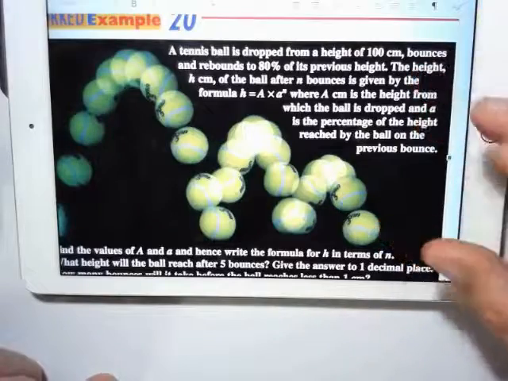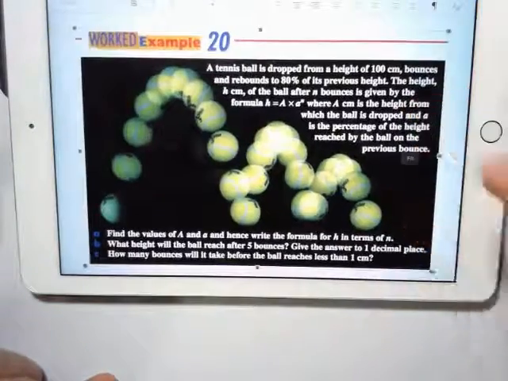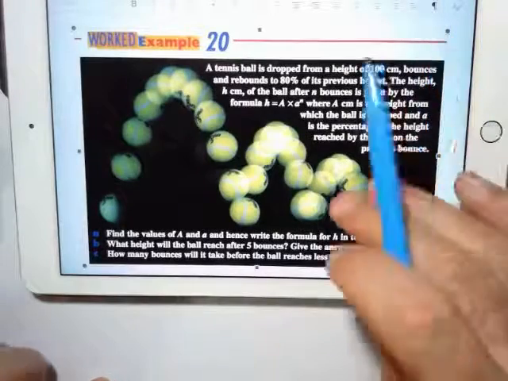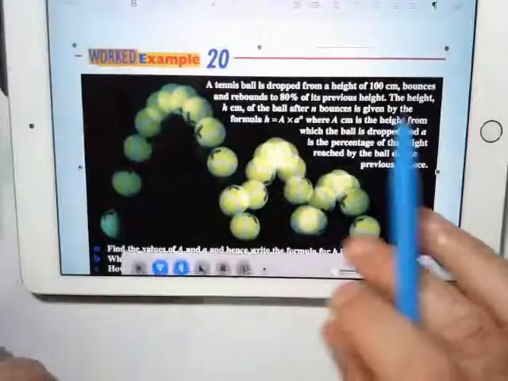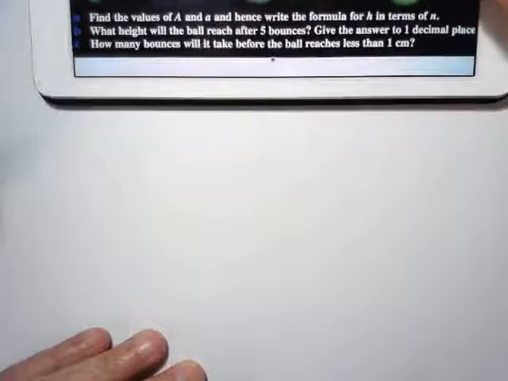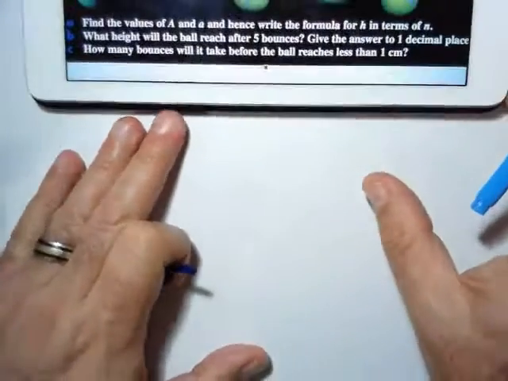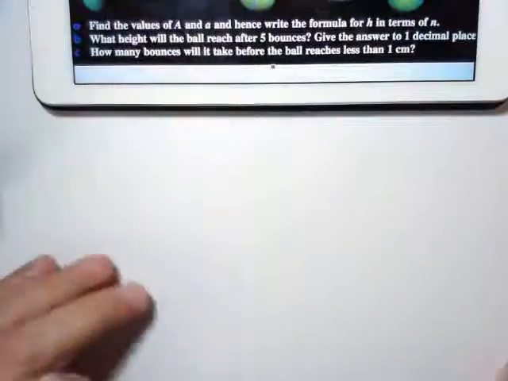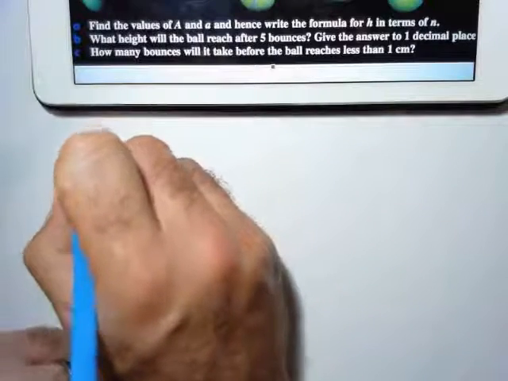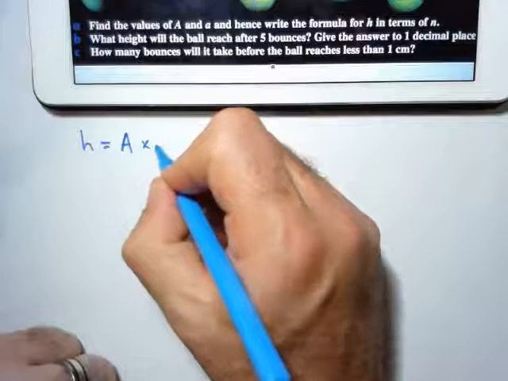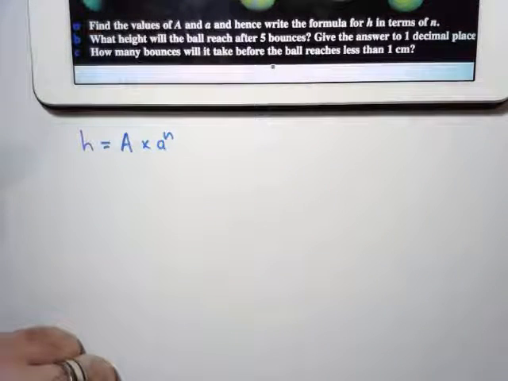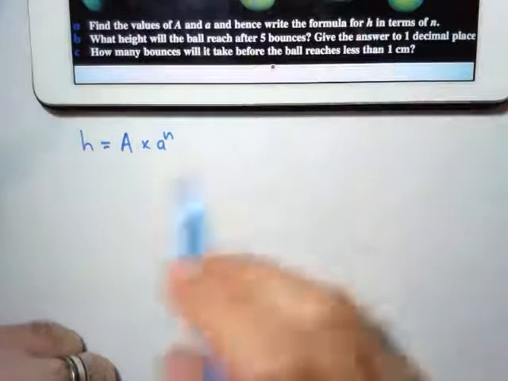I'm going to take this pretty picture away and move it up so we can actually do the question. So let's move it this way, make this a little bit bigger so you can read. Our formula looked like this. It said H equals A times a to the power n. They say find the values of A and a, and hence write the formula for H in terms of n.